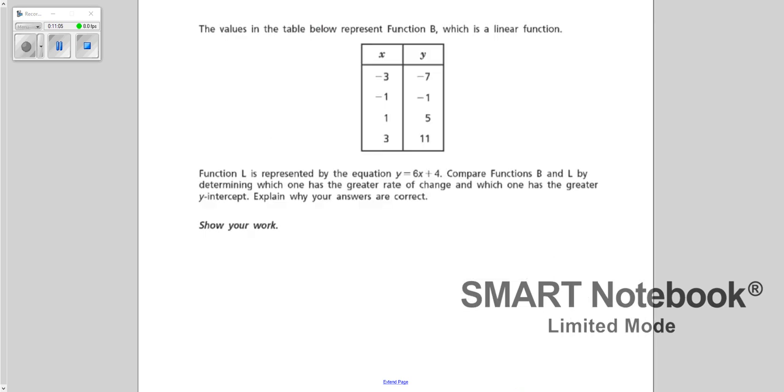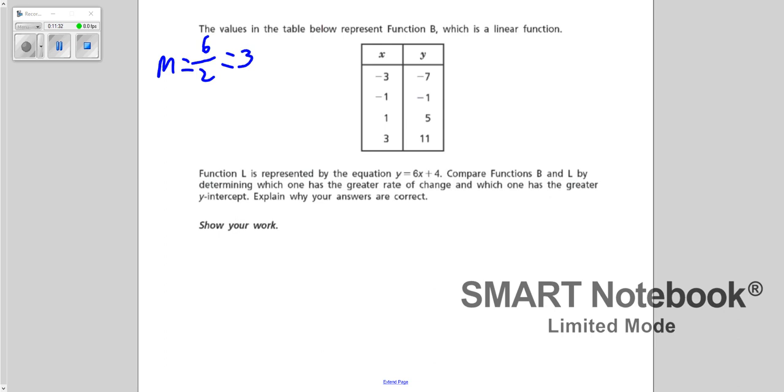They give you a table. They call it function B, and they say it's linear. Function L represents a linear equation. They want you to compare them by telling you which one has the greater rate of change and y-intercept. Okay, so the rate of change in the table, we could just do the jumps or the slope formula. I'm not going to go through it. If you want someone to go through it with you, reach out to your teachers. But it's going up 6, up 2, 6 over 2 equals 3.